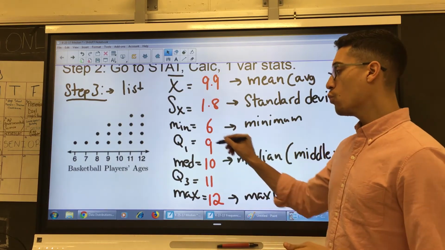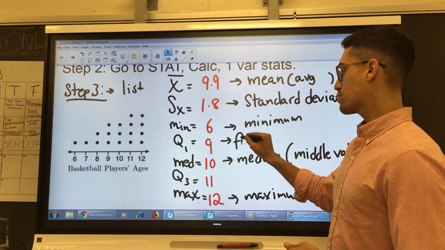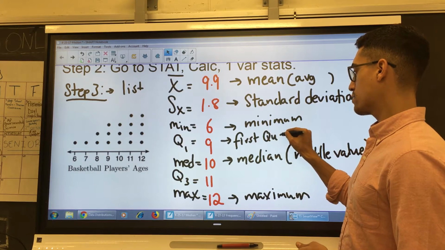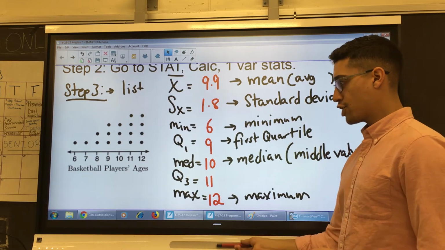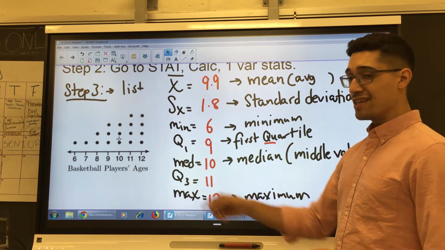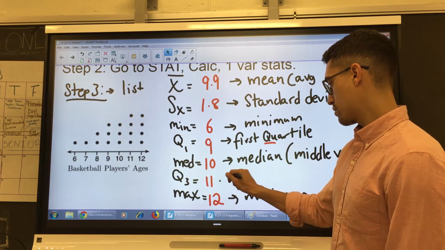Now, Q1 and Q3, this should remind you of box and whisker plots, if you remember that. But Q1 is called the first quartile, okay? And the Q is coming from the quartile. And this one is the third quartile, so it's known as the third quartile.